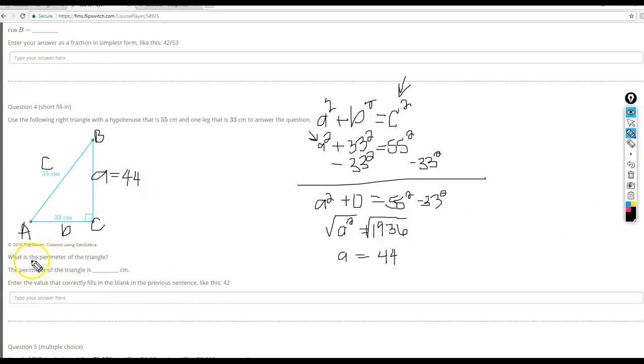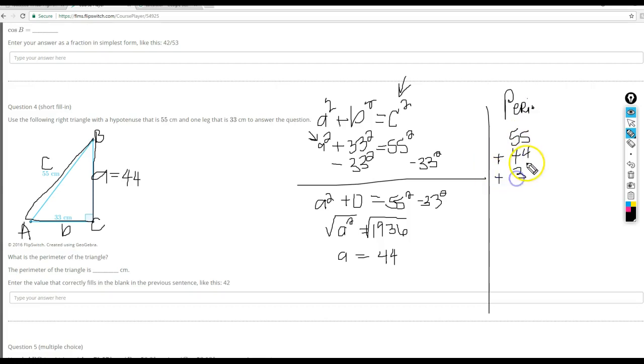Now the question asks, what is the perimeter? The reason I needed to find the side length is because the perimeter is the total distance around the triangle. So I have to add 55. So perimeter is going to be 55 plus 44 plus 33. So 9, 10, 11, 12, 13. So we have 132 centimeters for our perimeter.